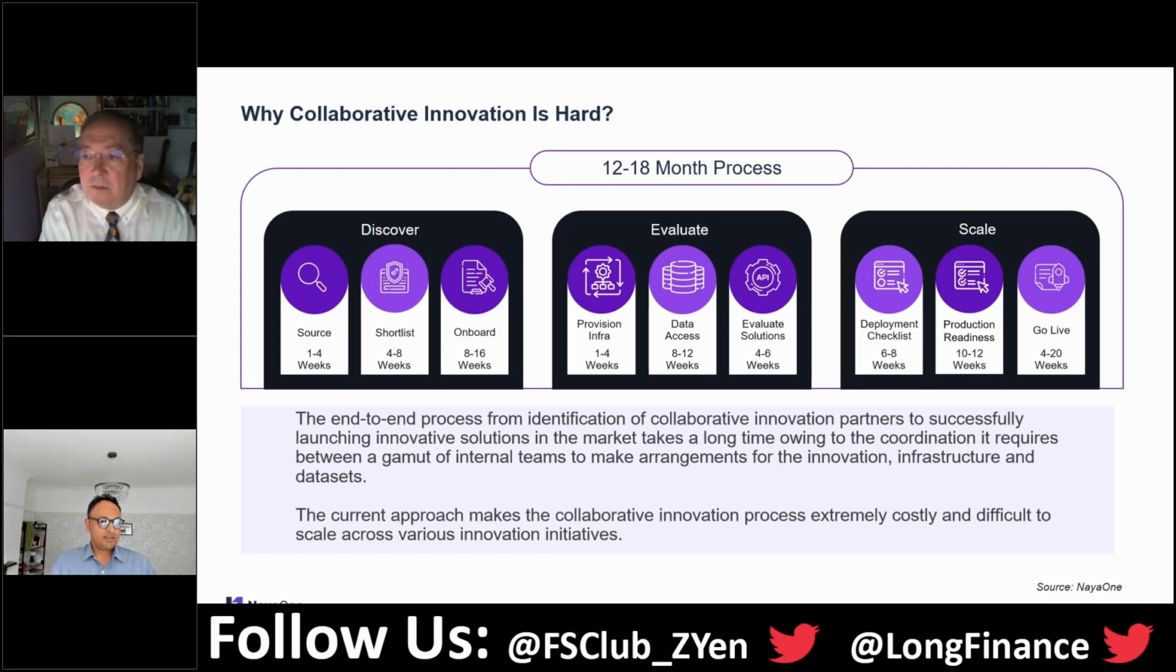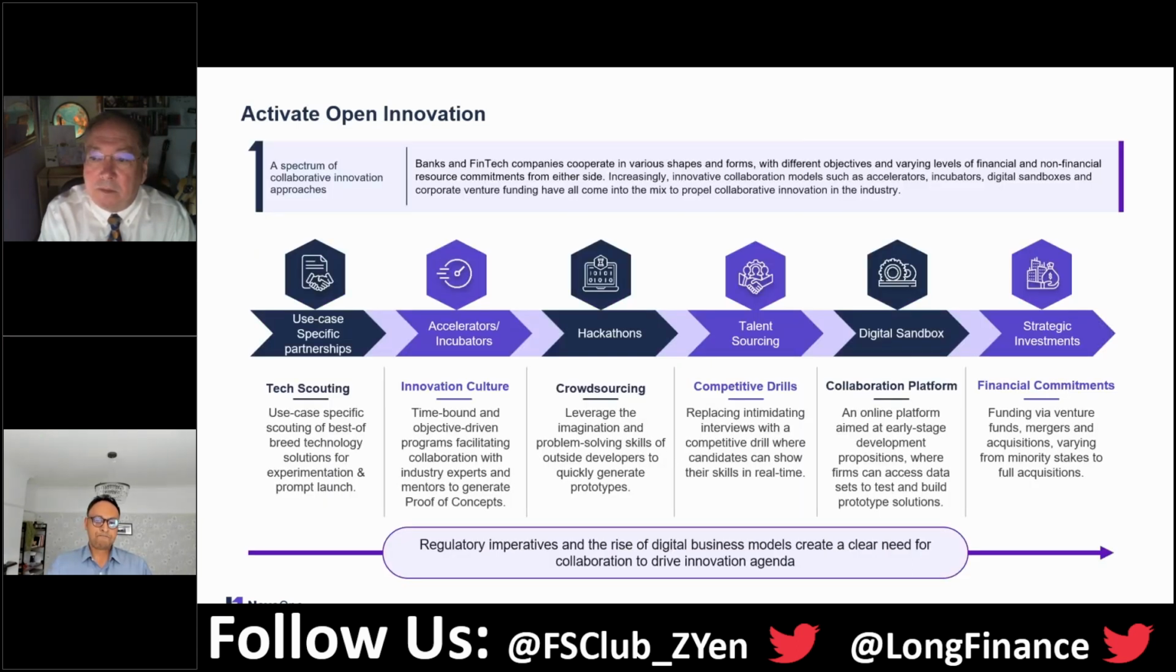So if we go on to the next slide, I've taken the liberty of putting out some of the options of how you can activate open innovation depending on the stage your organization and the urgency and the priority your organization has on innovation or working with third party. So you've got use case specific, where you go out and you scout for the right third party tech providers. You can set up an accelerator and incubator.